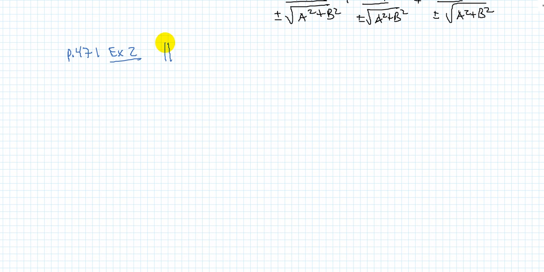The next thing that they have is on page 472. On page 472, there's the relative position of the origin. You could read that through. I'm not going to cover that.